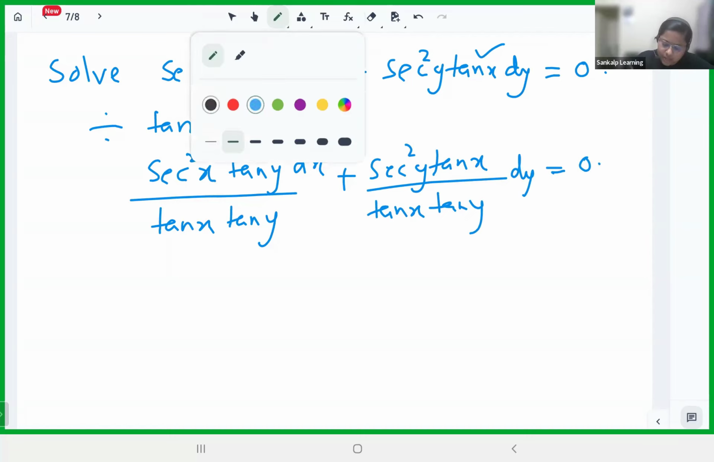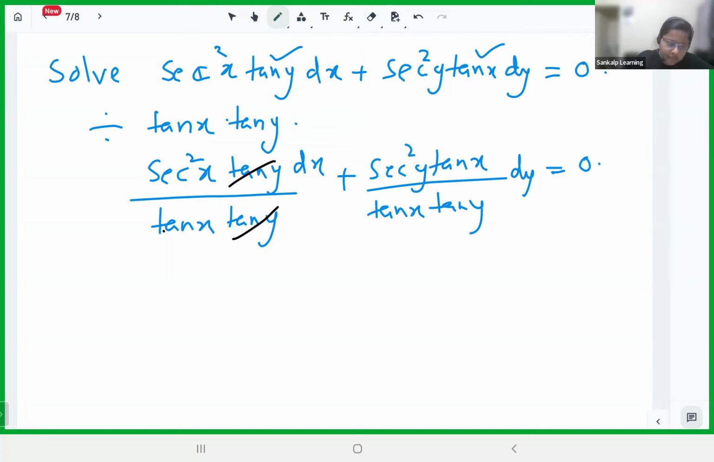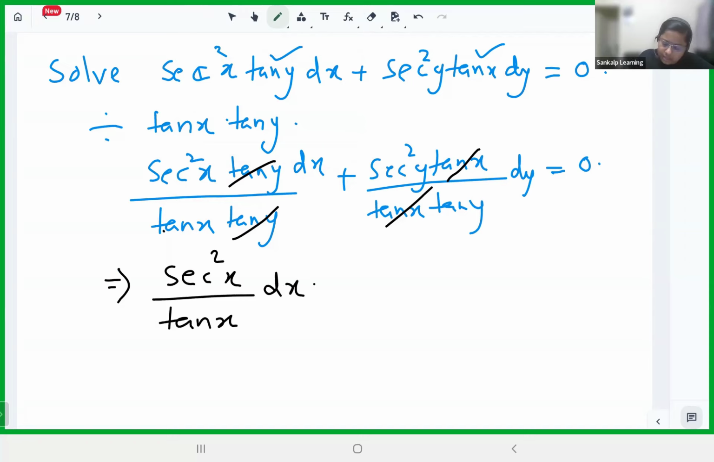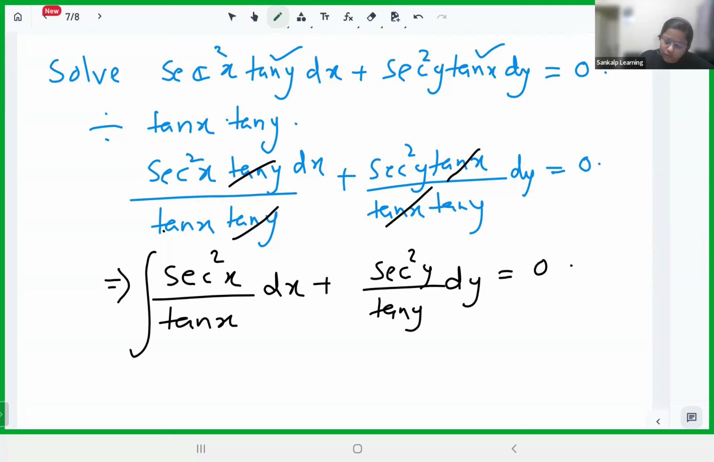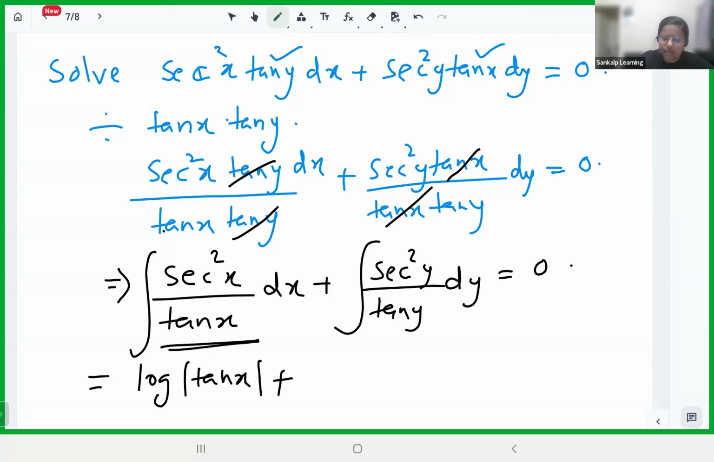Okay, so here you can observe that tan y gets cancelled, right? And here tan x and tan x get cancelled. So this is equal to sec square x by tan x into dx plus sec square y by tan y into dy equal to 0. Okay, now what you have to do, you have to integrate this one. So this is equal to log mod tan x plus, isn't it? Derivative of tan x is sec square x. So it is of the form f dash of x by f of x. So what is the integral? It is log mod f of x, right?